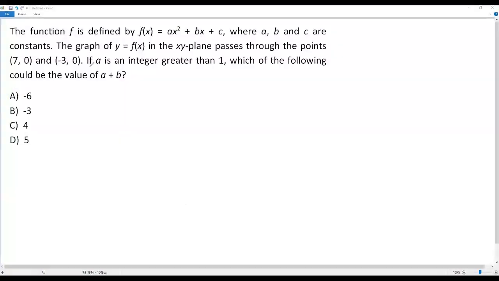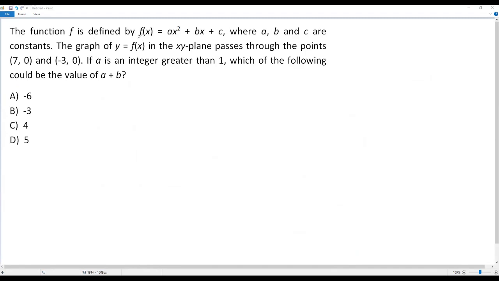Here we have a SAT math problem. Okay, let's go to the question. The function f is defined by f of x equals ax squared plus bx plus c, where a, b, and c are constants. The graph of y equals f of x in the xy-plane passes through the points (7, 0) and (-3, 0). If a is an integer greater than 1, which of the following could be the value of a plus b?